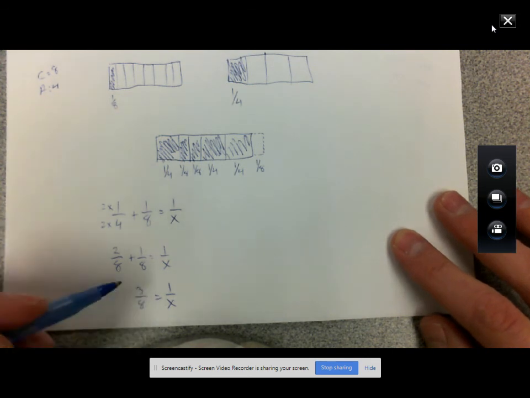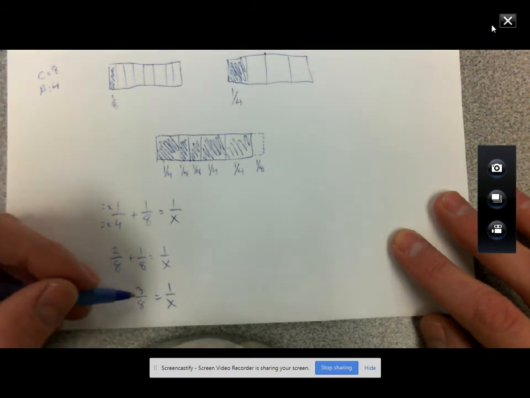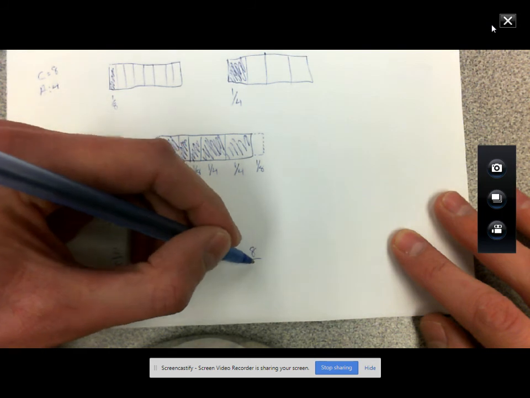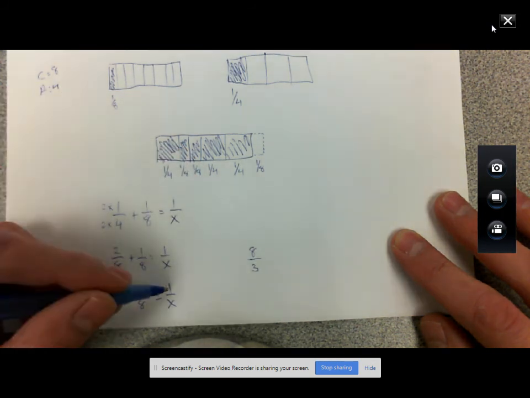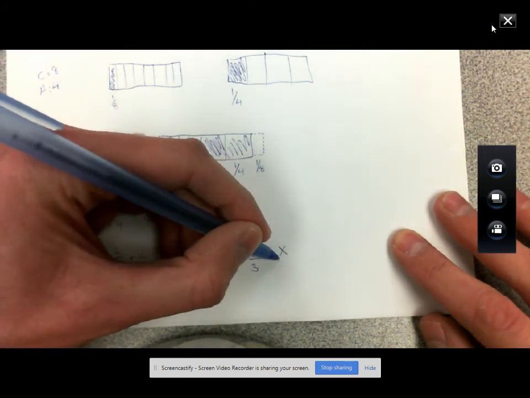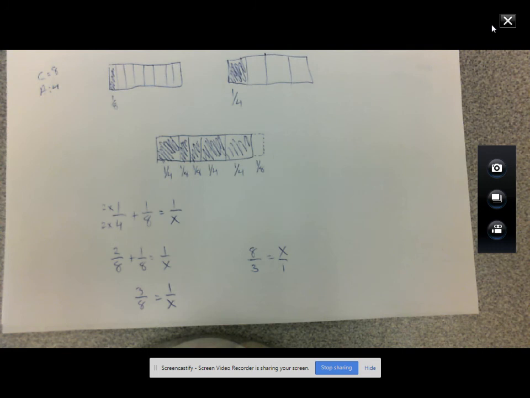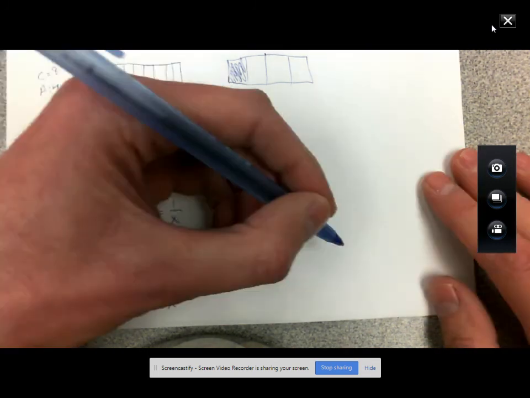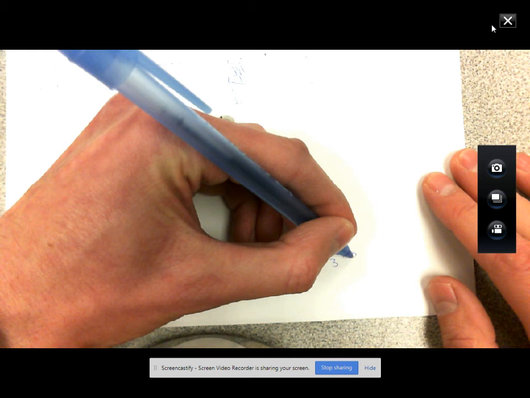Another way is to simply reciprocate this equation. If you take the reciprocal of both sides of that equation, 3 over 8, if you flip that over, you get 8 over 3. And 1 over x, if you flip that over, we get x over 1, which is x. We've solved it. x equals 8/3. So it'd be 8/3 hours.